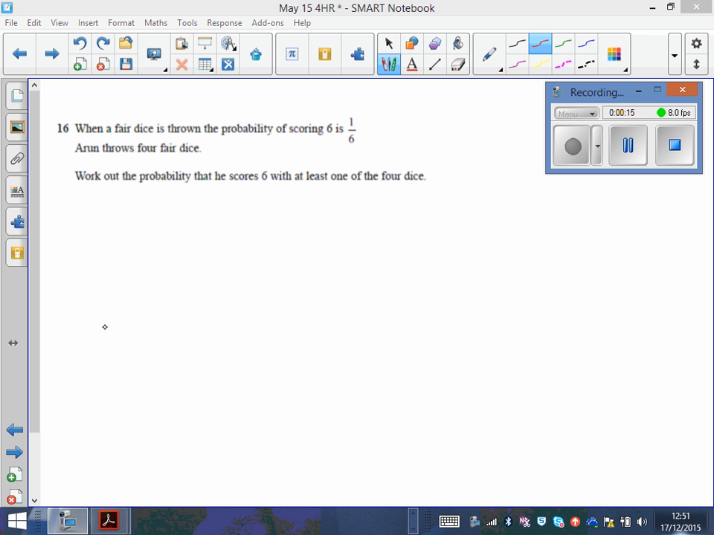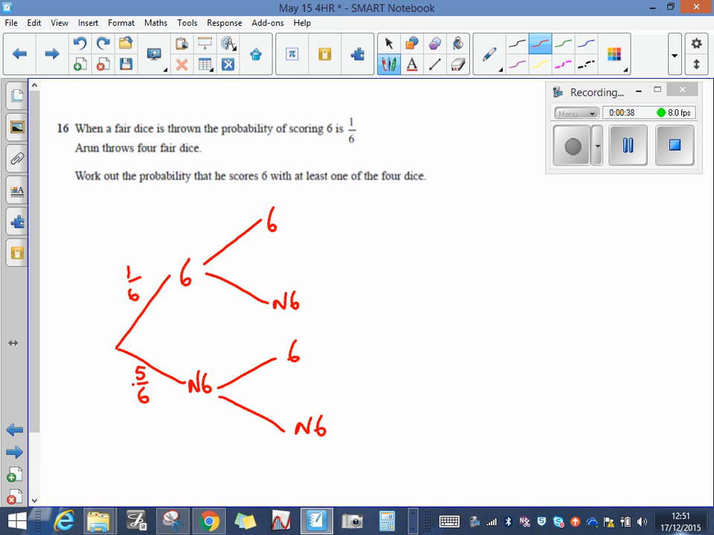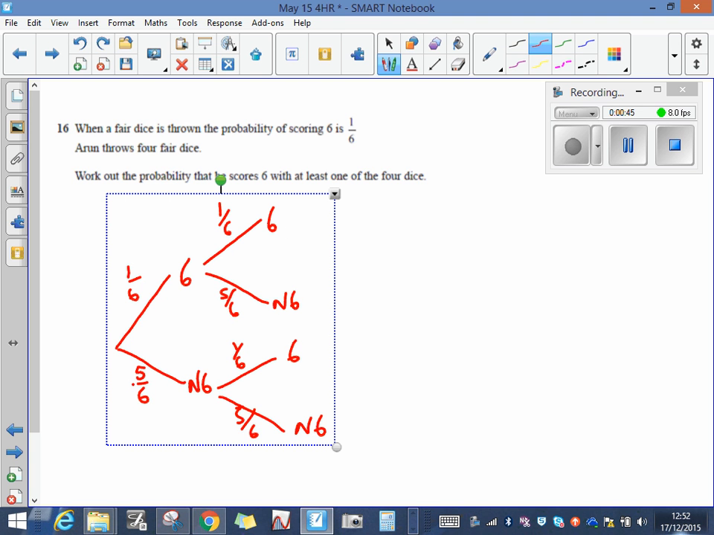So if you use a tree diagram, with his first throw, he could get a 6, or I'm going to write N6 for not a 6. The probability of getting a 6 is a sixth. The probability of not getting a 6 is 5/6. He then throws another dice, and he could get a 6 and a non-6. These are always going to be a sixth, and these are always going to be 5/6, because every time he throws the dice, the probability of him getting a 6 stays as a sixth.